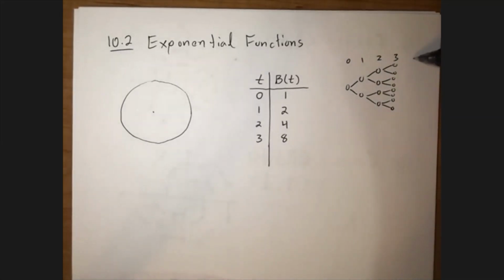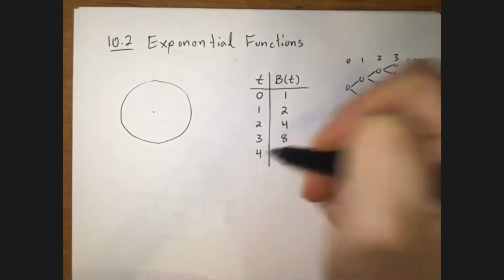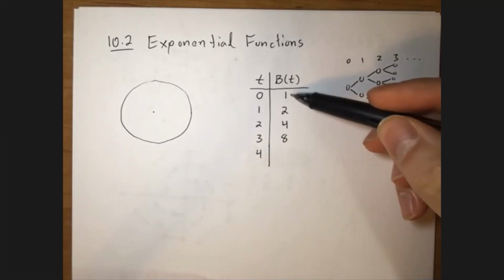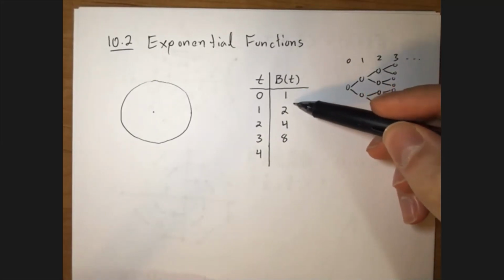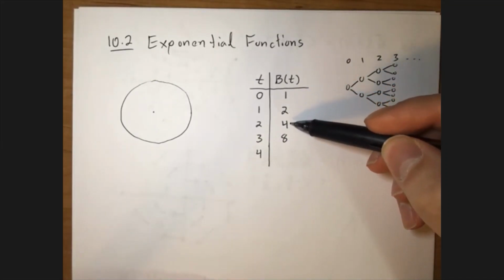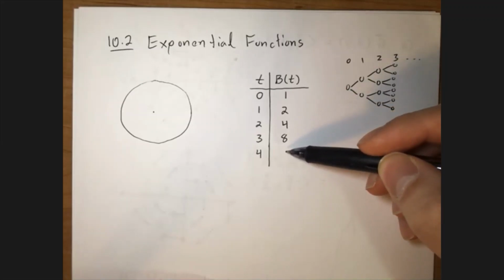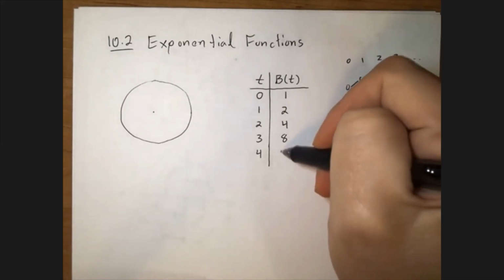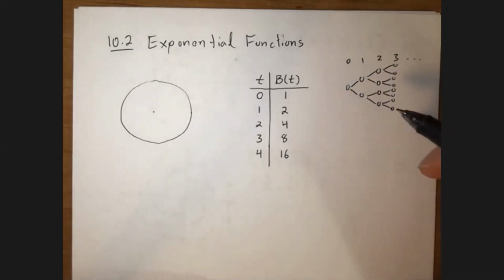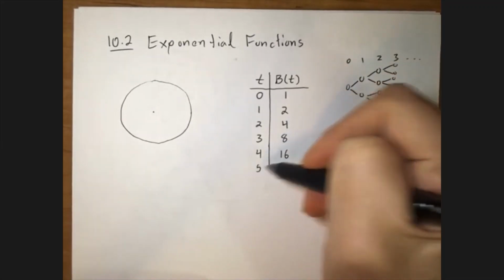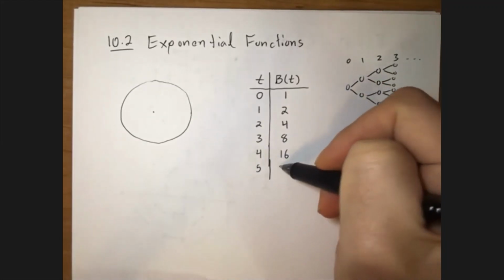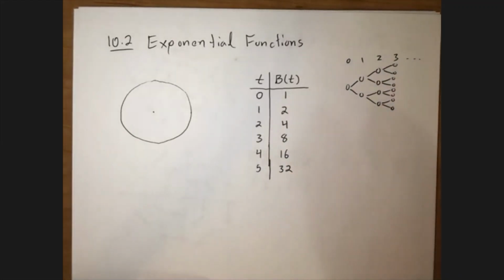And it keeps going, right? I can't really draw anymore. You can see it starts getting very many very fast. But I can see what's going on mathematically. Each time I go from one level time point to the next, I'm just doubling the amount that I had previously. So when I go to the next level, after 4 hours, I'm going to double the eight and have 16 bacteria. After 5 hours, I'm going to double that and have 32 bacteria.